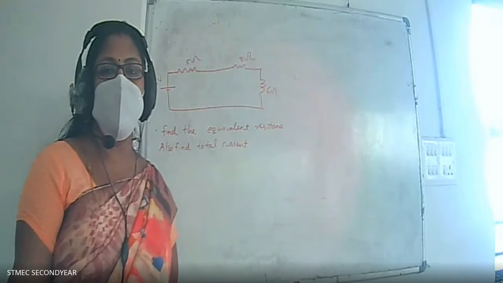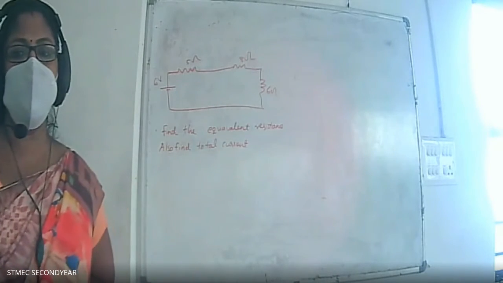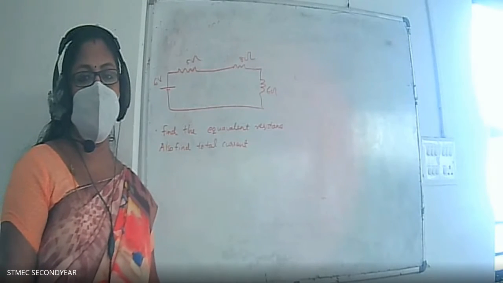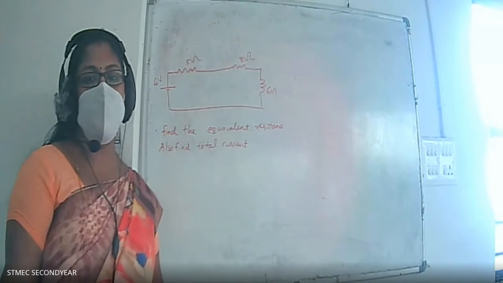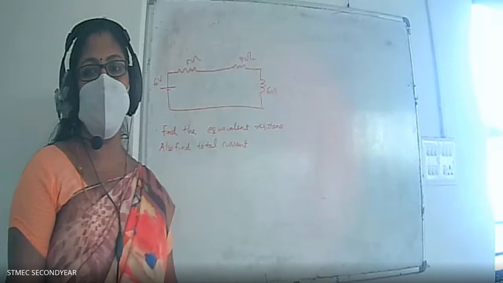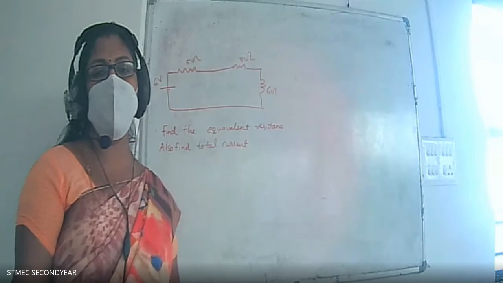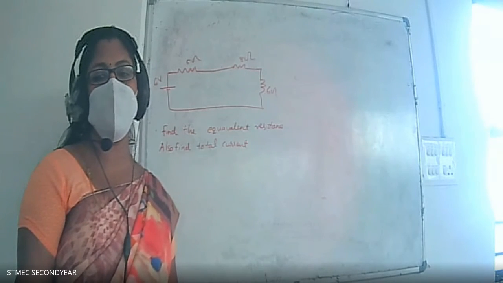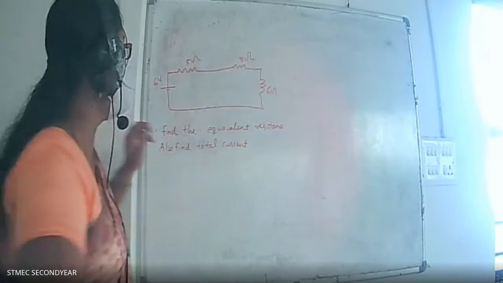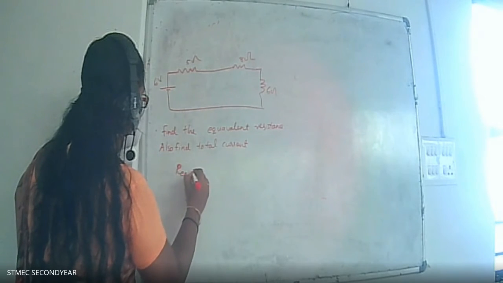Dhyan Biju, what is the equivalent resistance? Dhyan Biju, are you there? Equivalent resistance is 19. Dhyan Biju is saying that R equivalent is equal to 19.